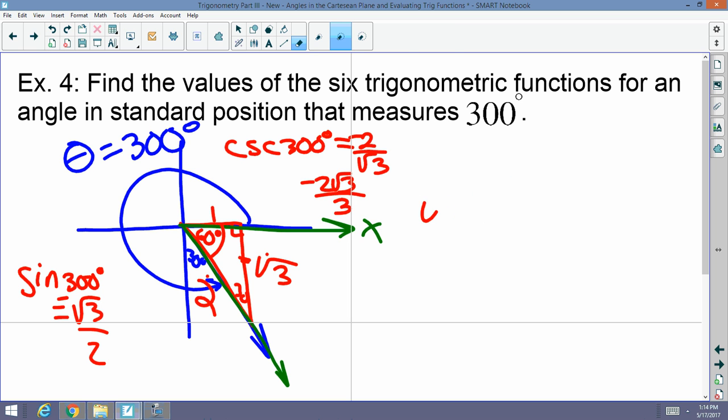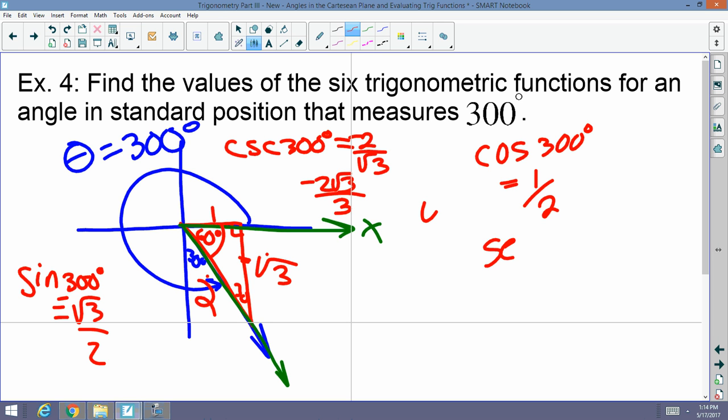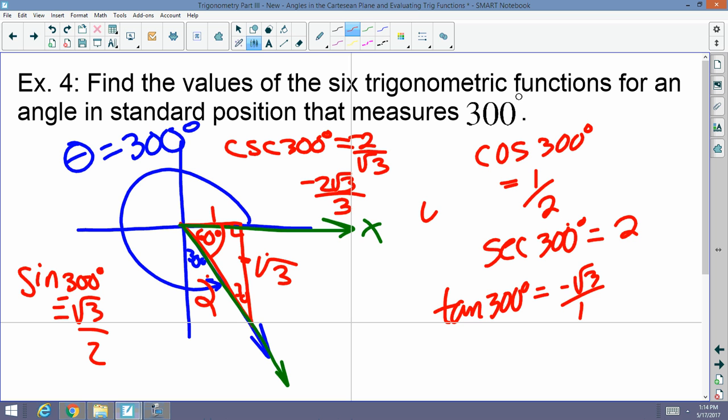What is the cosine of 300? Adjacent over hypotenuse, so it's going to be 1/2. What's the secant of 300? Hypotenuse over adjacent, so it's going to be 2. What's the tangent of 300? Opposite over adjacent, so it's negative square root of 3 over 1. And what's the cotangent of 300? Adjacent over opposite, so it's going to be negative square root of 3 over 3.